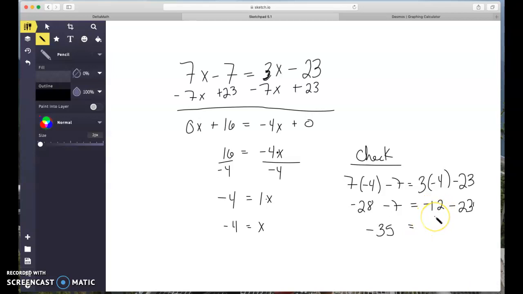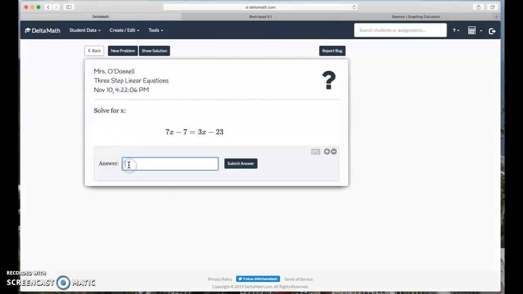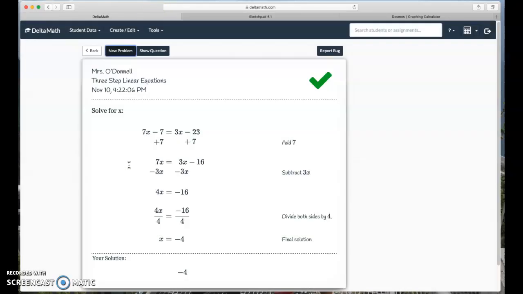Same thing, our friend owes us $12 from Monday, and they owe us $23 from Tuesday, so they owe us $35. And negative 35 is equal to negative 35 is a true statement, so we know that our negative 4 is, in fact, our correct answer. Okay, so we're going to type in negative 4, enter, enter, and voila. That is solving 3-step linear equations.